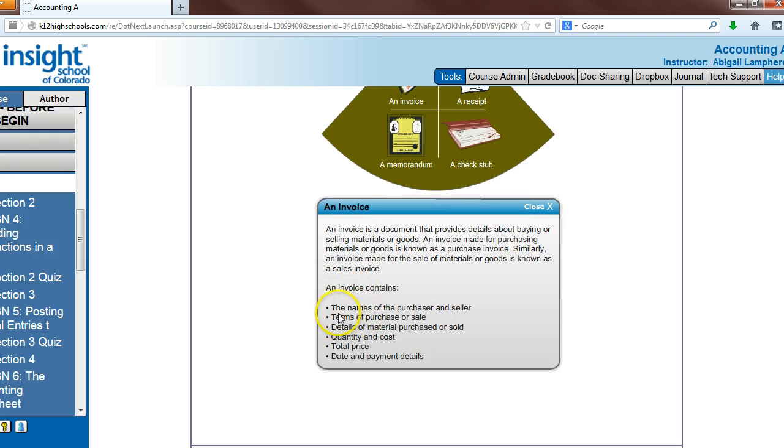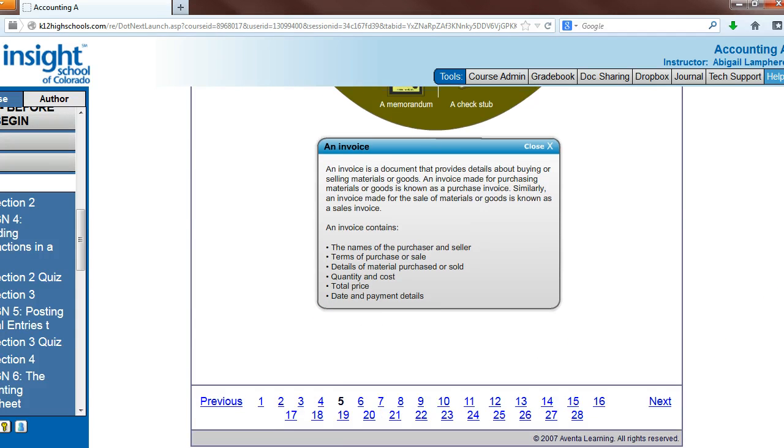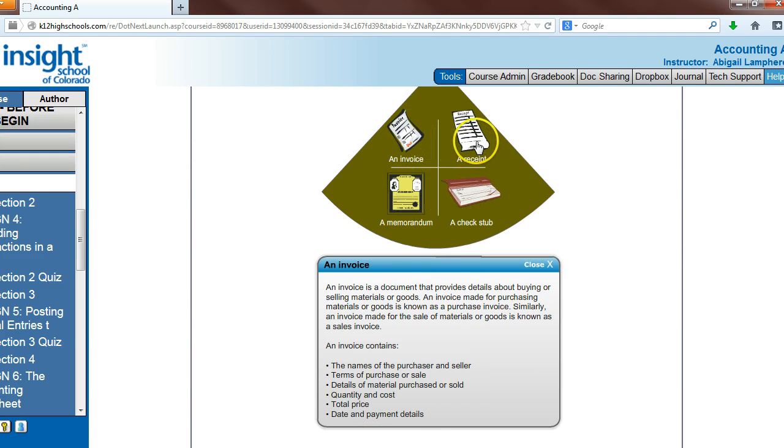The invoice contains the name of the purchaser, terms of purchase or sale, details, quantity, and cost. So the invoice is going to contain what was bought, what was sold, a list of all the materials involved, how much of it was bought, how much it cost, total price, the date, and whether cash, credit, or check was paid, whatever payment details they can record. So that is an invoice.